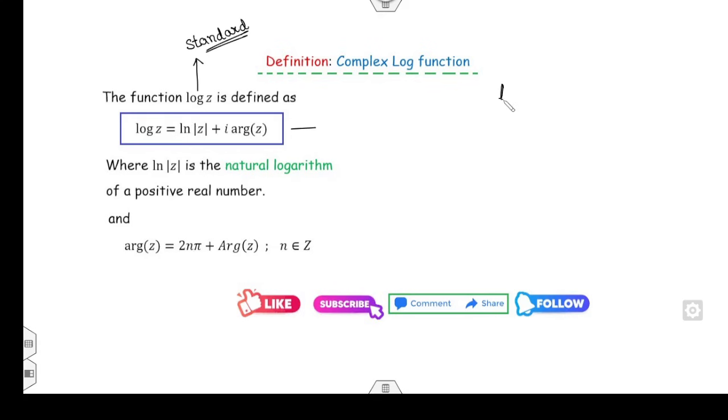What did we learn there? We have seen there are two kinds of logarithmic function. One is the small log and the second is the capital log. The small log is called the standard logarithmic function. Fine, this is what we learned. And the capital log is known as the principal value of the logarithmic function, also called the principal logarithmic function.